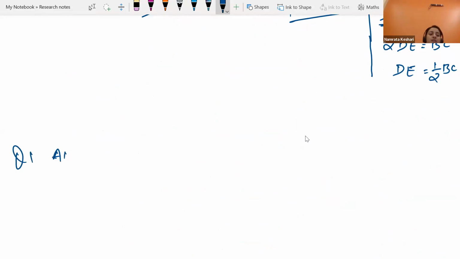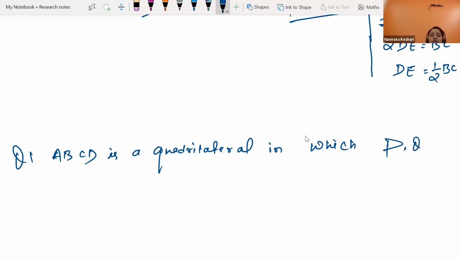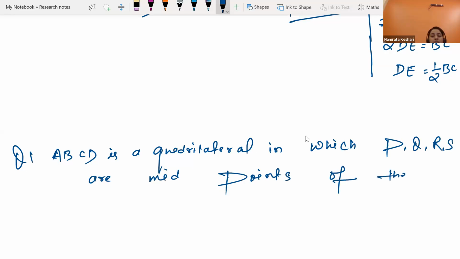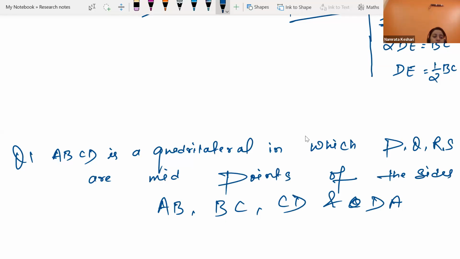Here the question says that ABCD is a quadrilateral in which P, Q, R, S are midpoints of the sides AB, BC, CD and DA. AC is a diagonal.